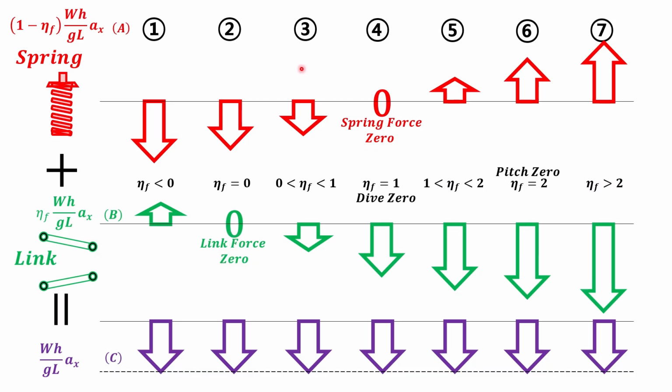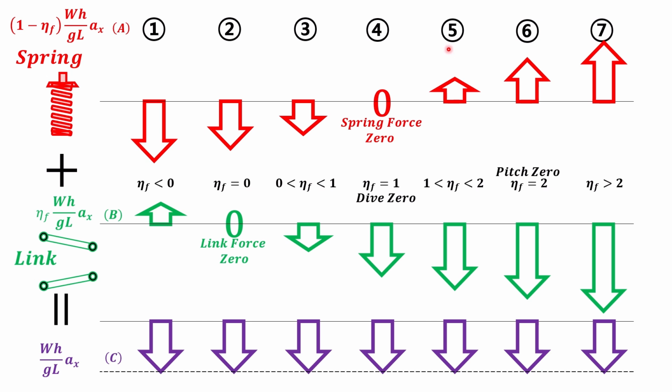Number 3 indicates that if the virtual reaction point is between the road surface and the dive 0 line, eta F is greater than 0 and less than 1, meaning both the vertical force compressing the spring and the vertical resultant force compressing the links are vertically downward. Number 4 indicates that if the virtual reaction point is on the dive 0 line, eta F is 1, meaning that the vertical force acting on the spring is eliminated and only the vertical resultant force compressing the links acts. In this case, the dive becomes 0.